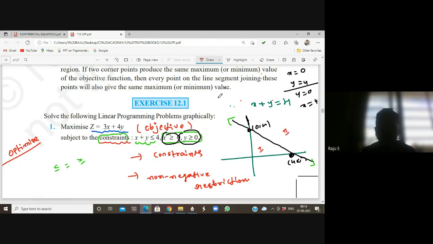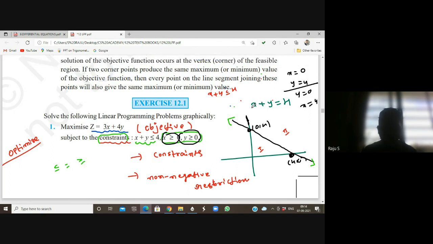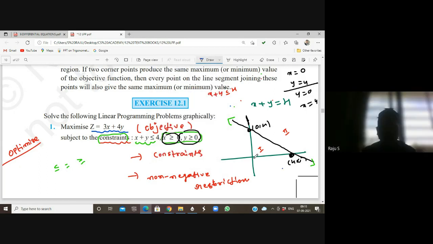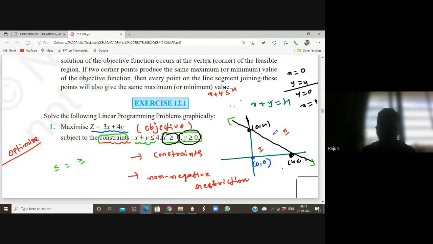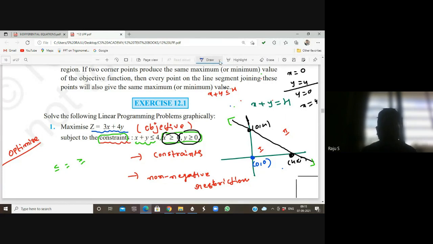But your x plus y lesser than or equal to 4, what is the required region? What is the solution region for this x plus y lesser than or equal to 4? Either part 1 or part 2. How can you say part 1 is the solution region? You have to take any point randomly in part 1 or part 2, and substitute it in the given equation. In all the questions, it's better to take the point as 0 comma 0.